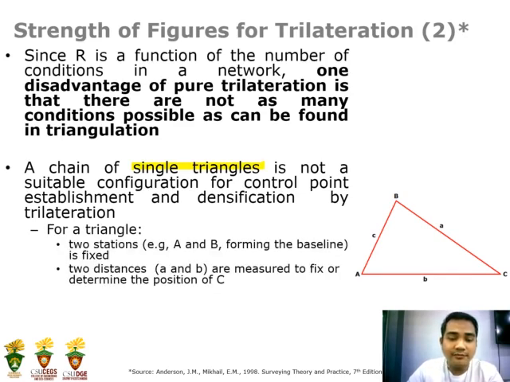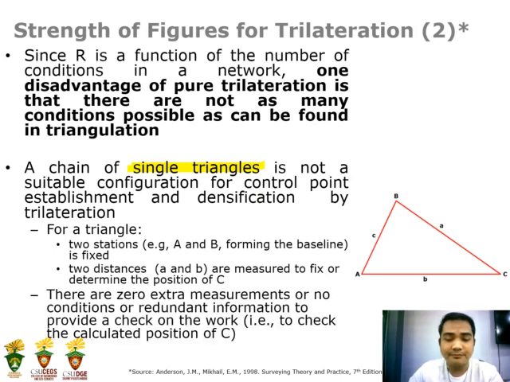And for a triangle, na ay 2 stations, example A and B, duha ka station, station A and station B, forming the baseline is fixed, no? Fixed, dapat na-measure na siya accurately. And 2 distances A and B, no, are measured to fix the determined position of C. Dapat inga na siya kung mugamit magaling taog single triangles, dapat ang duha ka station are being fixed. And the distances A and B are dapat na measured siya accurately to fix the position of C.